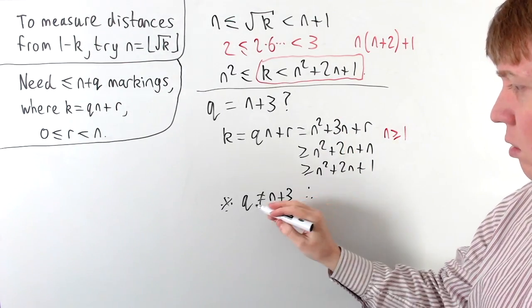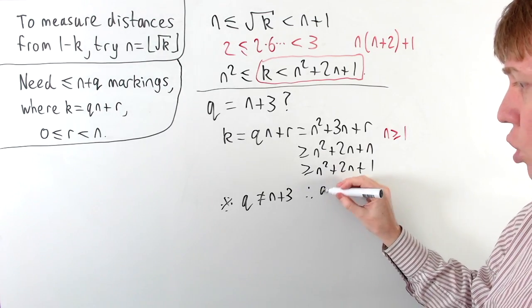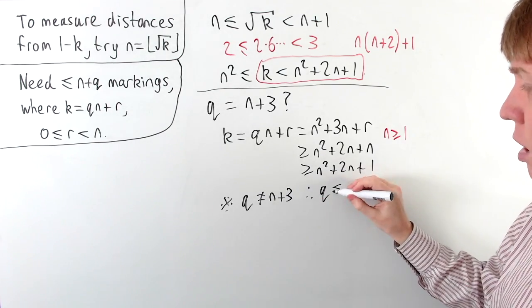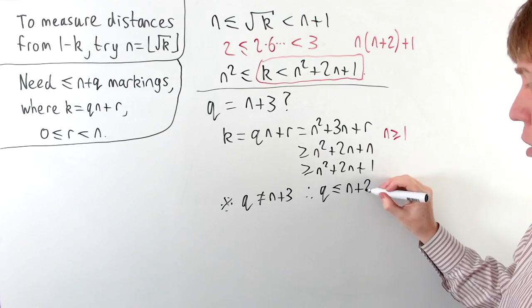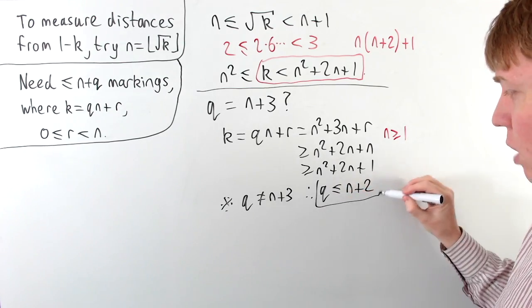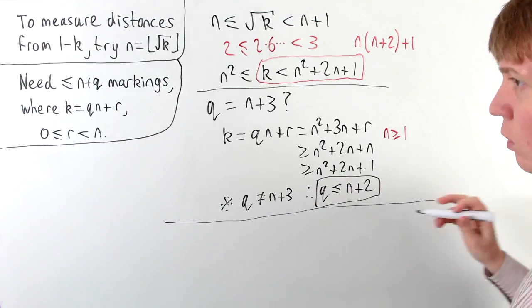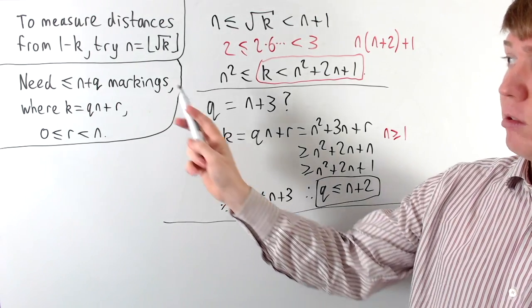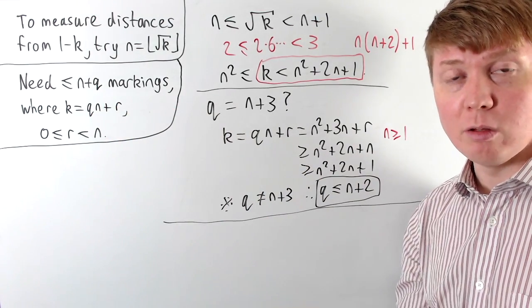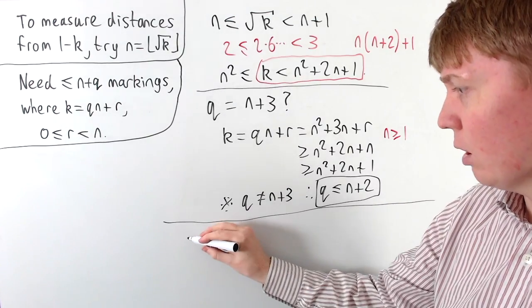So we can actually say not just q isn't equal to n plus 3, but q has got to be less than n plus 3, and because it's an integer, it's got to be less than or equal to n plus 2 then. So we can start to combine all of this together to get a single upper bound in terms of k on our value of n plus q, which is our number of markings.